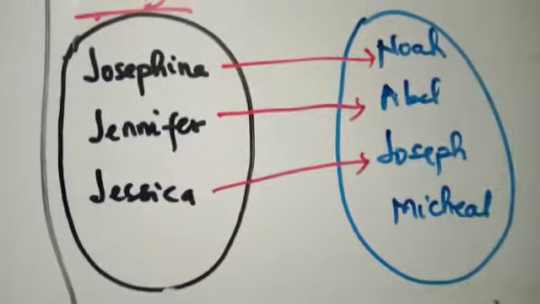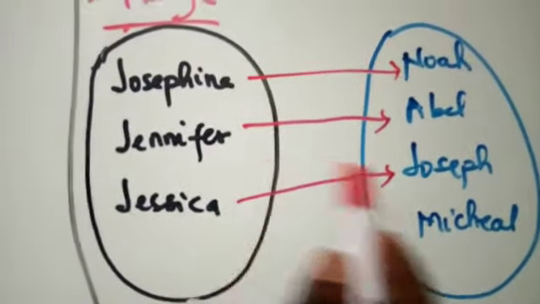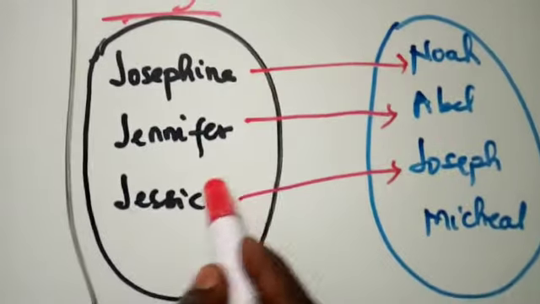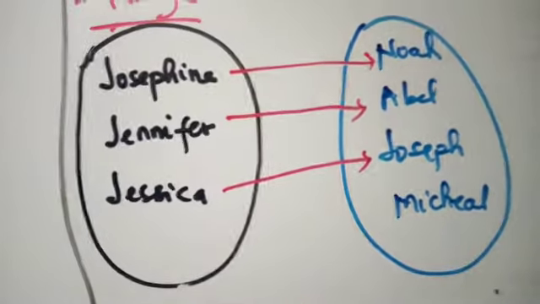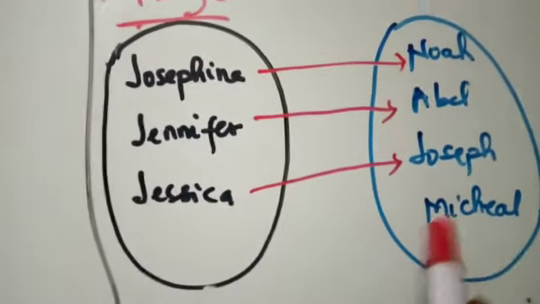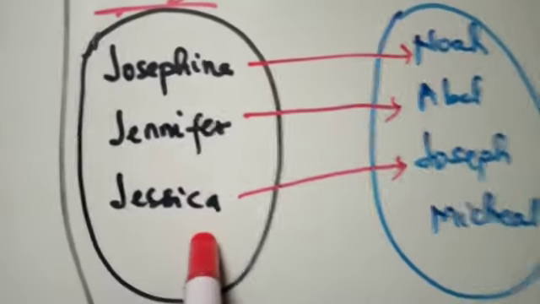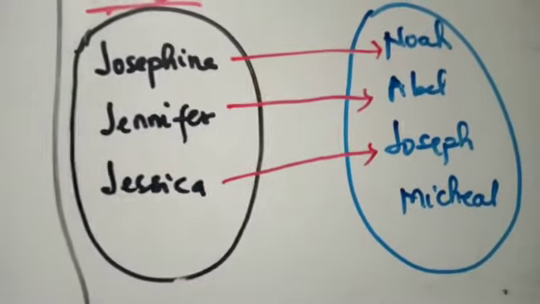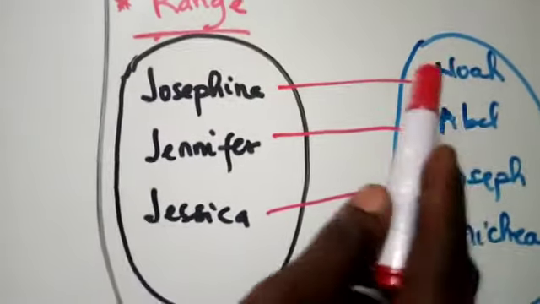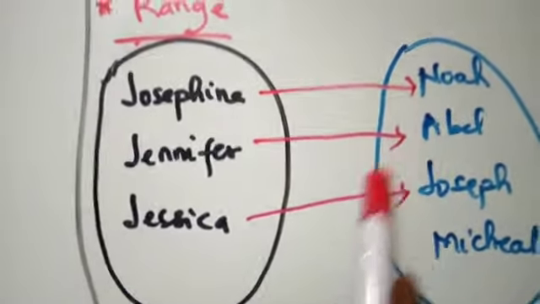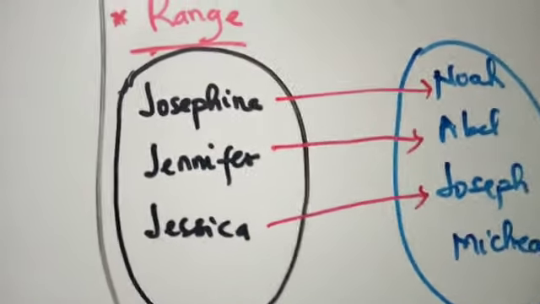If you want to be part of the range, you must have a partner over here. You must have a relative. If you don't have a relative, you cannot be part of the range. If you want to be part, go and look for a partner over here first. So the range are the people that have partners. In this case, Noah, Abel, and Joseph have partners, so those are the guys we call the range of this set.